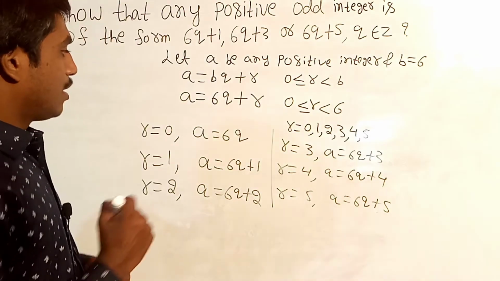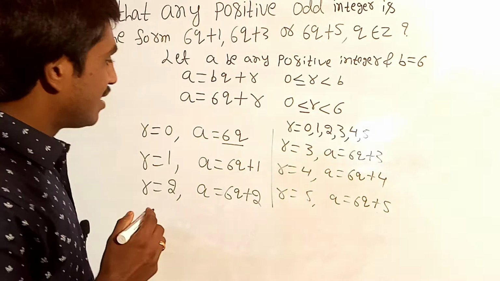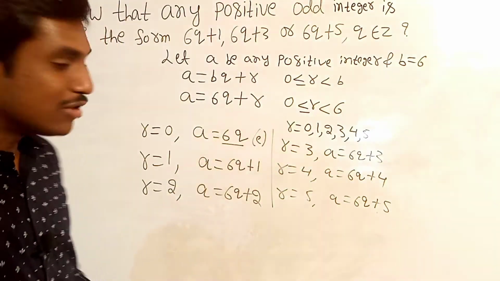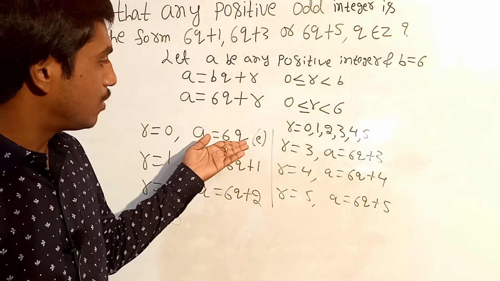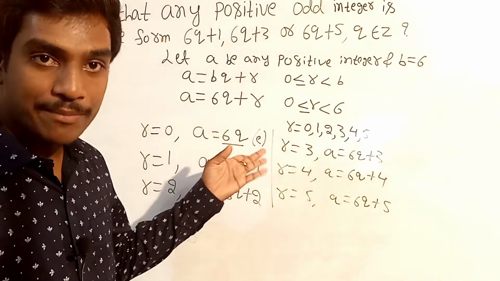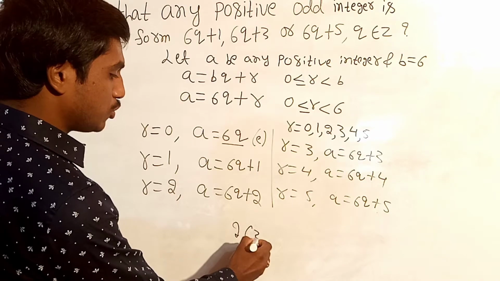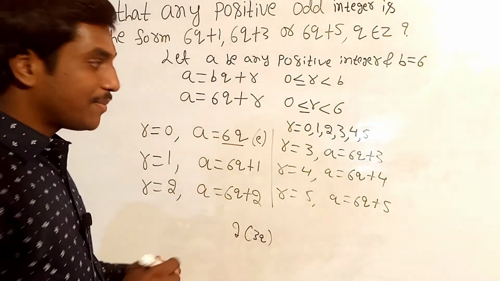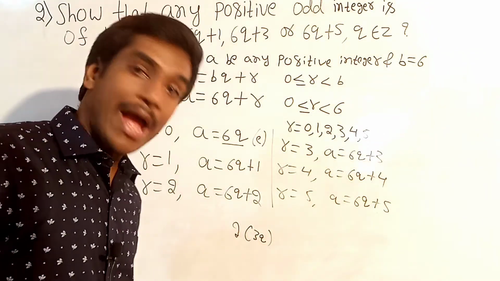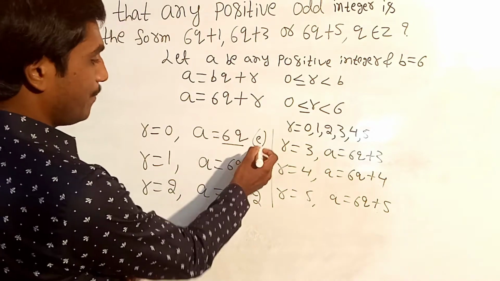Now if you see, a is equal to 6q is an even number, because if you substitute the values of q, you will get multiples of 6, which are even numbers. And you can also prove it like this: 6q can be written as 2 into 3q, so multiples of 2. I already said before that all even integers are of the form 2m, so this is of the form 2m, so this is an even number.